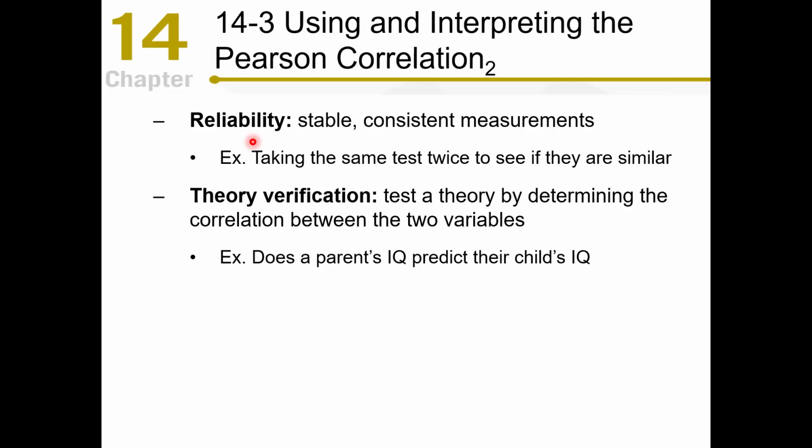And again, a theory is verified by providing additional evidence to support it, right? So if we see that for, let's say, 200 parents, we take their IQs and then we use the correlation of parents' IQ with the child's IQ, right? And you see a high correlation, say 0.7 or above, right? Then it's safe to say that you can kind of verify that theory that parents' IQ does in fact predict children's IQ, right?